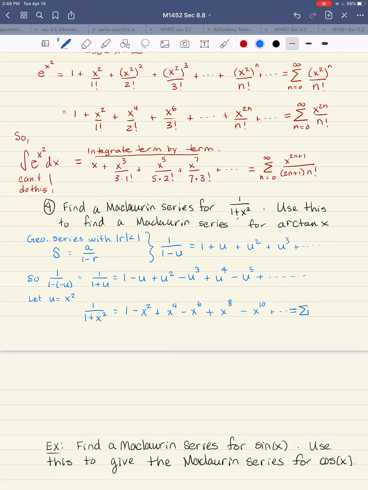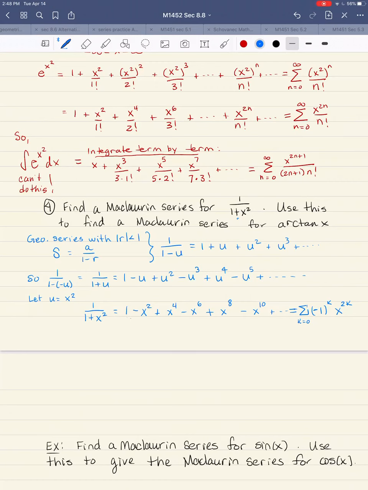It's an alternating series. Let me see if I can write it in closed form. I'm going to need a negative 1 to the k, and I'm going to start my k out at 0 so that my first term is a positive 1. And then my powers all have to be even. So I'm going to put an even number up here.